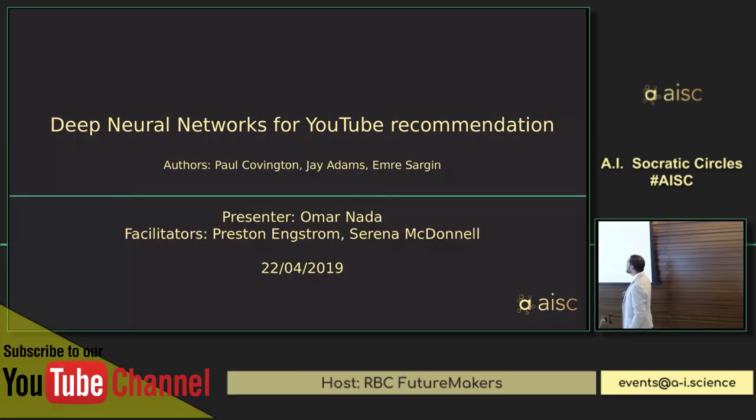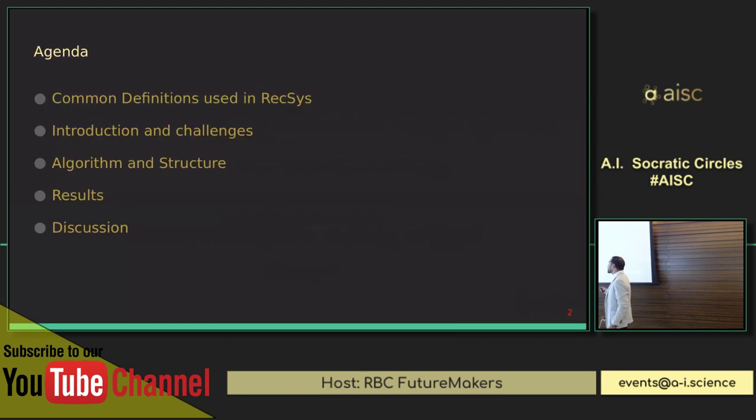To start with, we're going to cover some common definitions and namings in the recommender system domain. Then we're going to talk about why the YouTube recommendation specifically is challenging. We're going to talk about the structure, the algorithm, how they do it. Then we'll talk about the results, how the recommender system performed. And lastly, we'll have a discussion, an open floor for anyone to bring up any points.